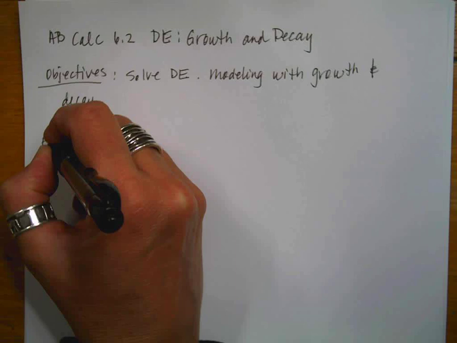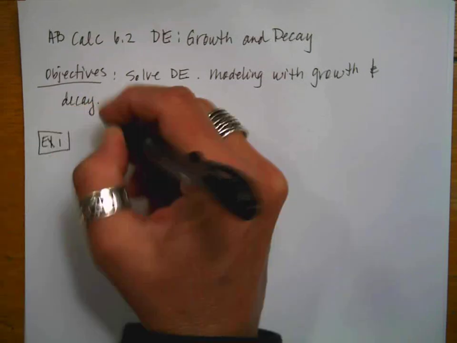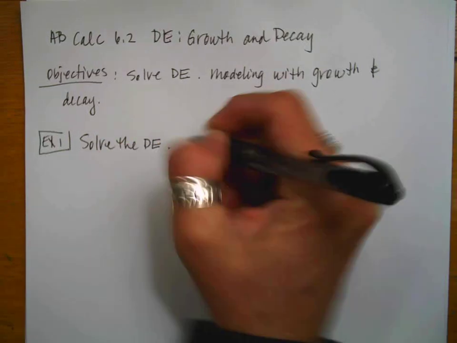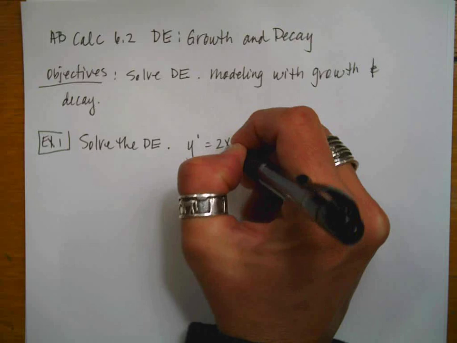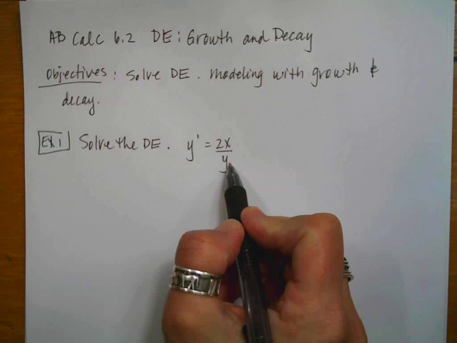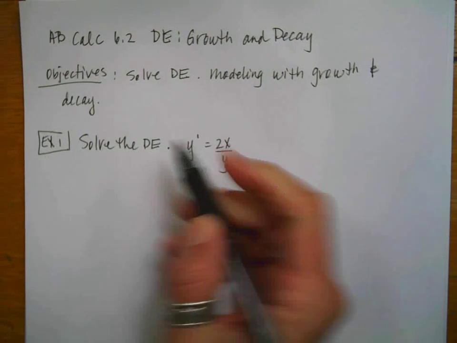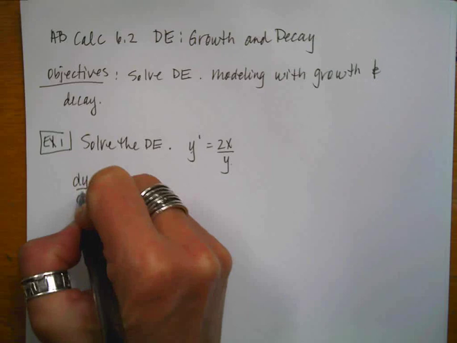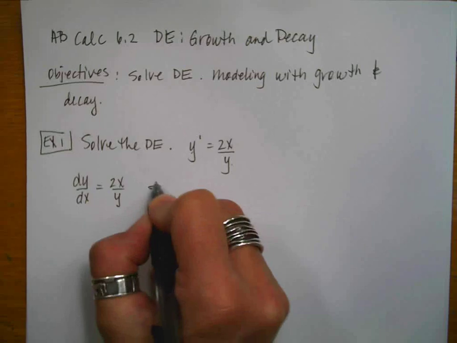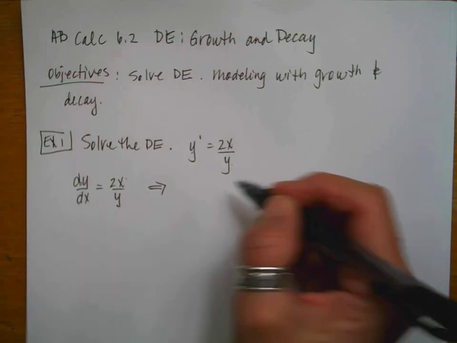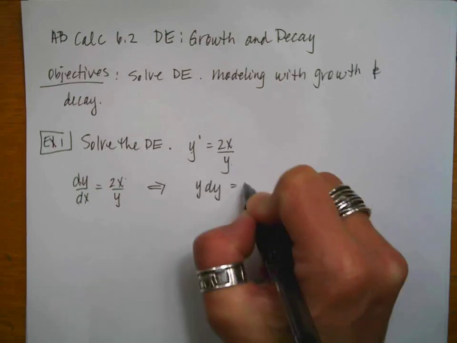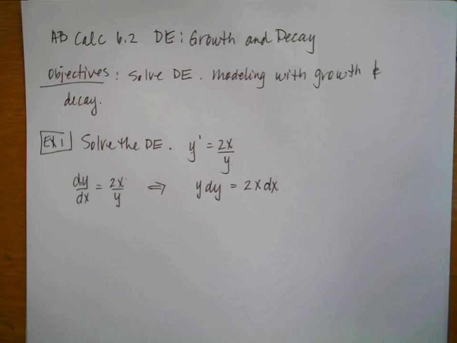So as we just jump in with our first example, I want to solve the differential equation. We'll get our brains turned back on just by doing a regular differential equation first. Remember that I'm going to do my separation of variables. I like to rewrite y prime as dy over dx is equal to 2x over y. Then the next step is I'm going to move my variables by cross multiplying. So I'm going to get y dy is equal to 2x dx.